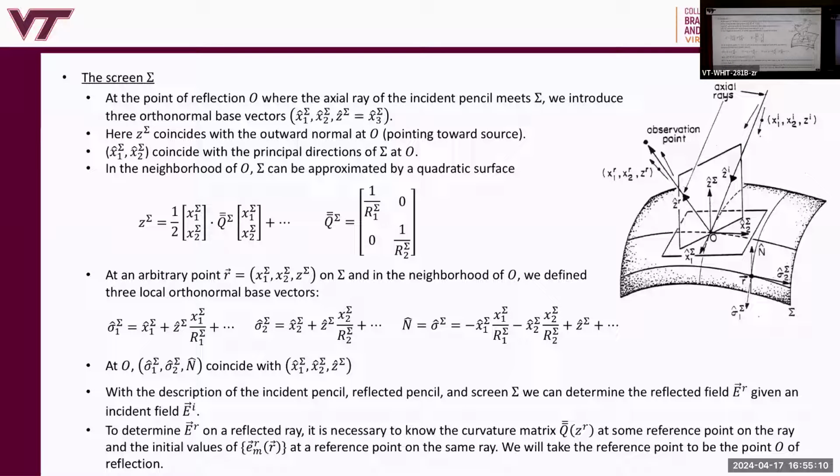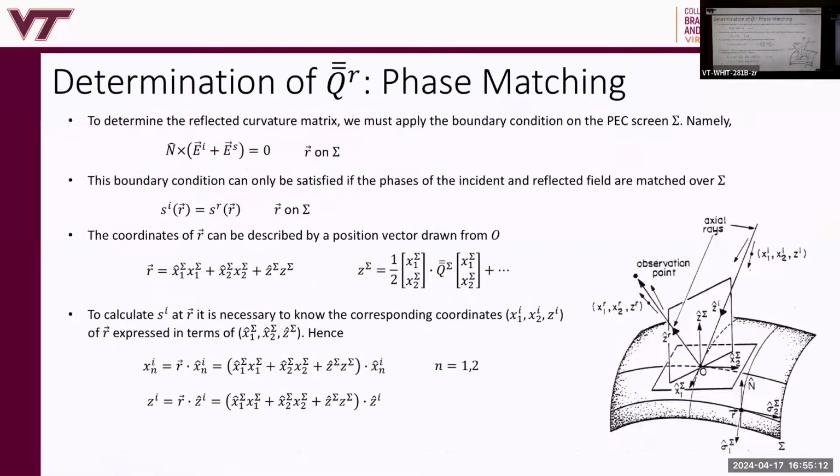Okay, to jump ahead, we're going to apply a boundary condition: N crossed with E total equal to 0 on the PEC screen, right? But that's for R on sigma, for points on the PEC surface. So we need to be able to describe the incident pencil's wavefront at different points on the surface, and the reflected pencil's coordinates at different points on the surface, right? I guess that should be reflected, it's probably better. All right, so we'll get there.